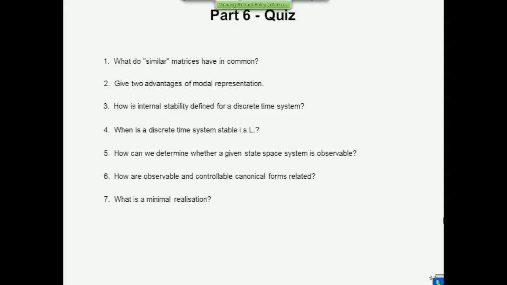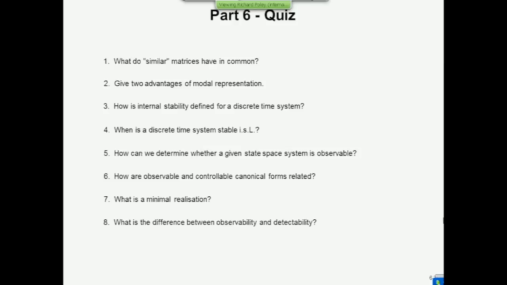What is a minimal realization? What characterizes it? It has to do with the dimension of the state vector. It's just a system with the smallest dimension of state vector. That's what it is. The right dimension, in other words.